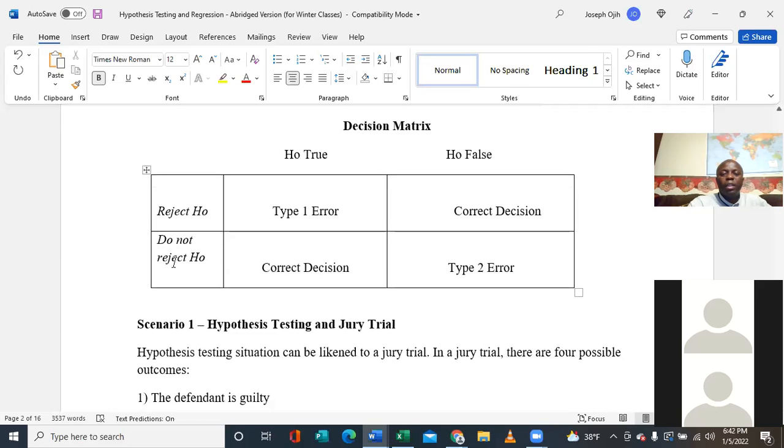So we can represent this with a matrix. They say H0 true, H0 false. Now, if H0 is true and we reject H0, that is, it is true, yet we rejected it, we have committed type 1 error. But when it is false and we reject it, we have made a correct decision. Now, when H0 is true and we do not reject it, we made a correct decision. If it is false, yet we did not reject it, we have committed type 2 error.